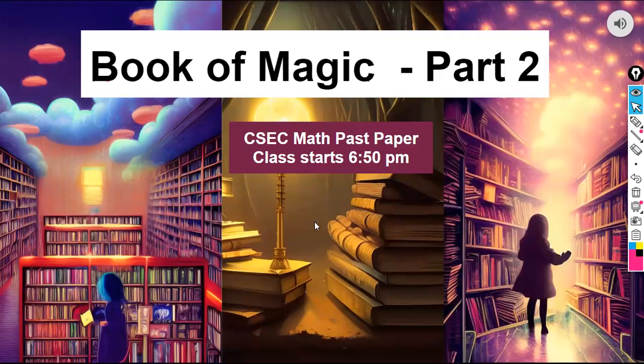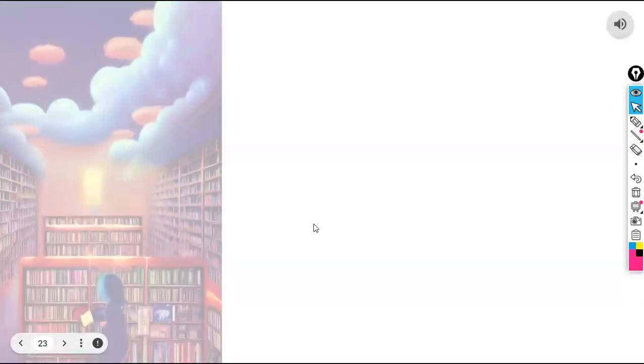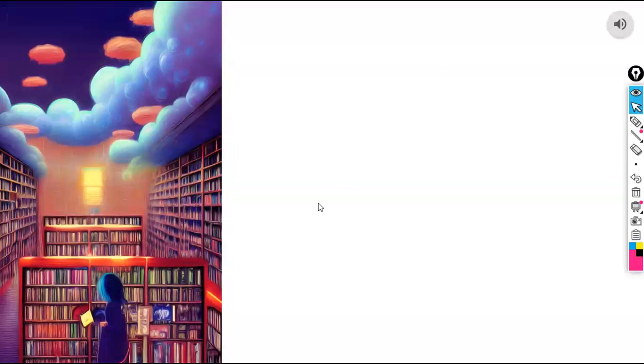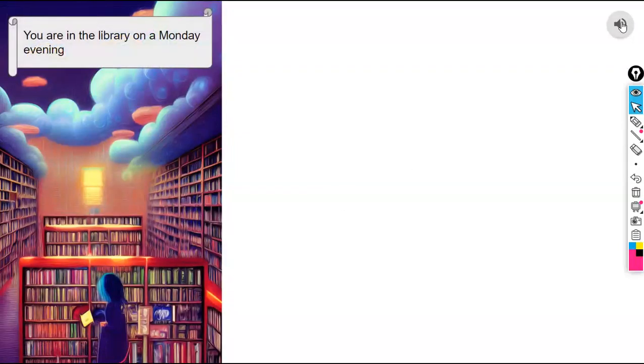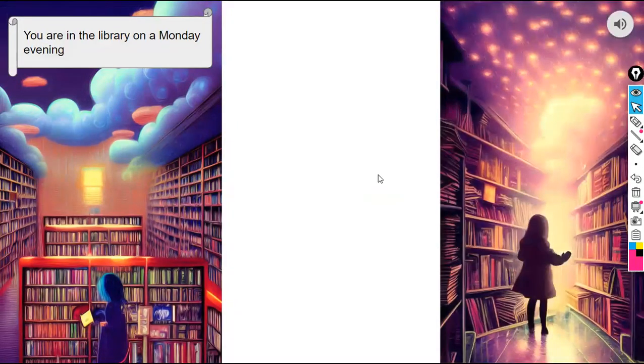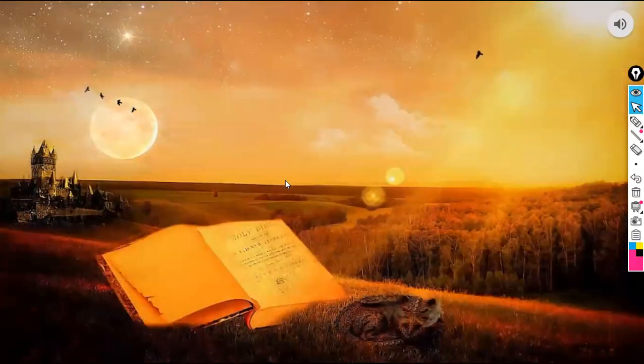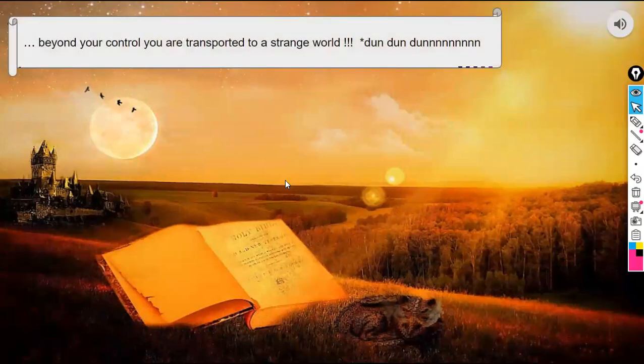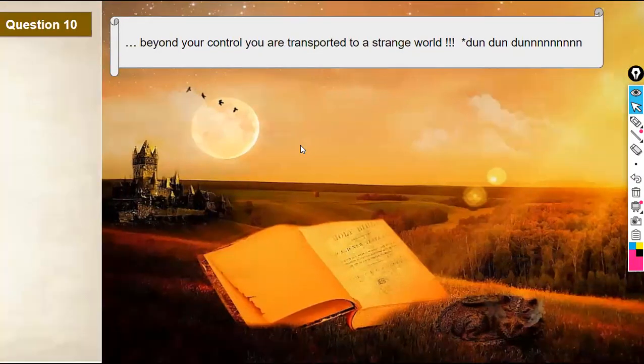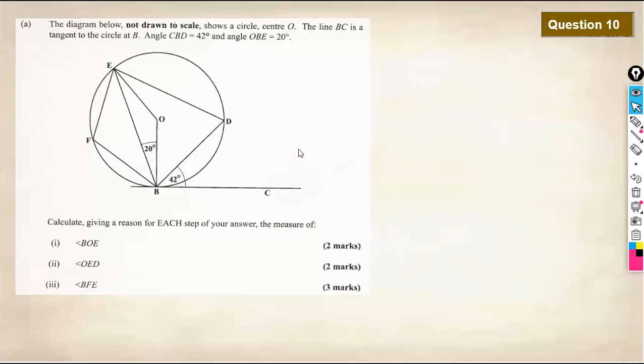So this is part 2 of the Book of Magic, right? This here was the storyline. That book transports you to this magical land here. A whole set of crazy scenarios are going to develop, and you have to make some choices as we go along. All right, so this is where we, well, before we move to our first choice, right?